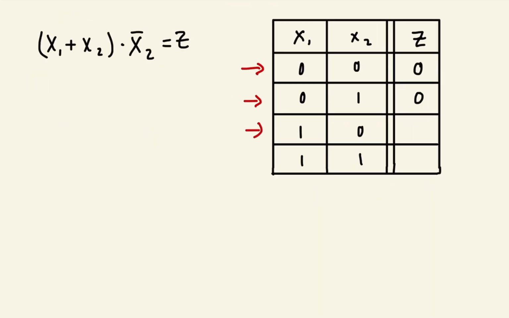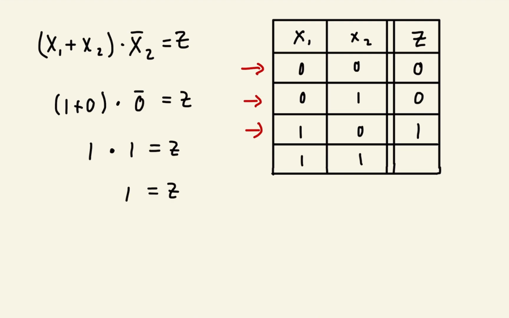Finally, let's do our third row. So we have 1 for x1 and 0 for x2. So we go 1 plus 0 times 0 complement equals z. So we get 1 times 1 equals z. And our output ends up being 1.